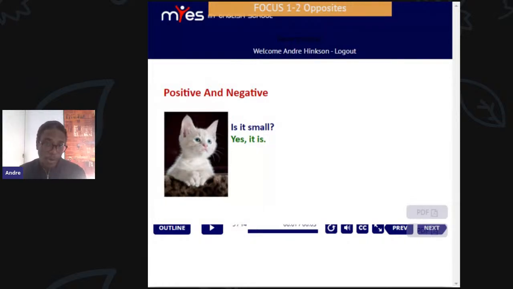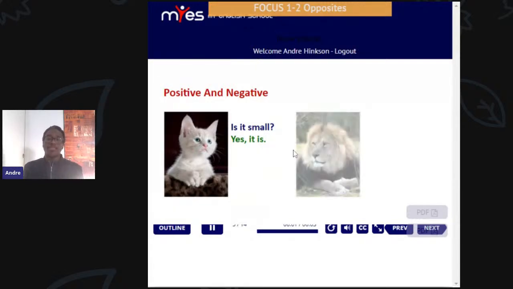So is it small, the cat? Yes, it is. Yeah, it's positive. The cat is small. Now let's look at this one. So, is it small? So again, we have the lion, which is third person. So is it small? How would we answer?